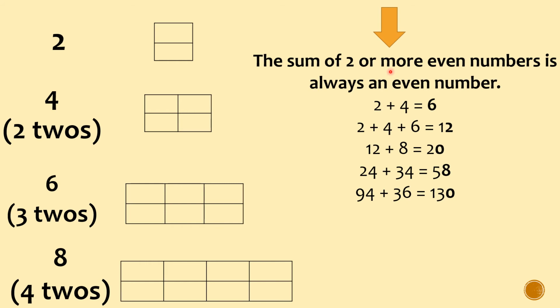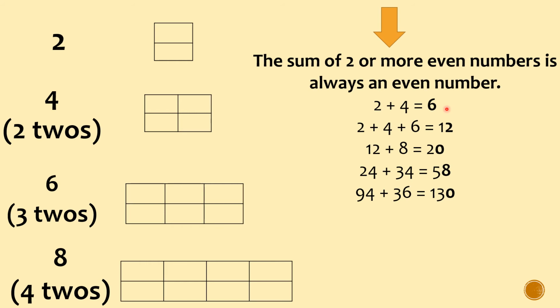For example, I have 2 plus 4. Now 2 is an even number and 4 is an even number. If I add 2 even numbers, 2 plus 4 is 6. 6 is also an even number. If I add 2 plus 4 plus 6, if I am adding 3 even numbers together, my answer is 12, and 12 is also an even number. 12 plus 8, if I add 12 plus 8, I'll get 20. 20 is also an even number.